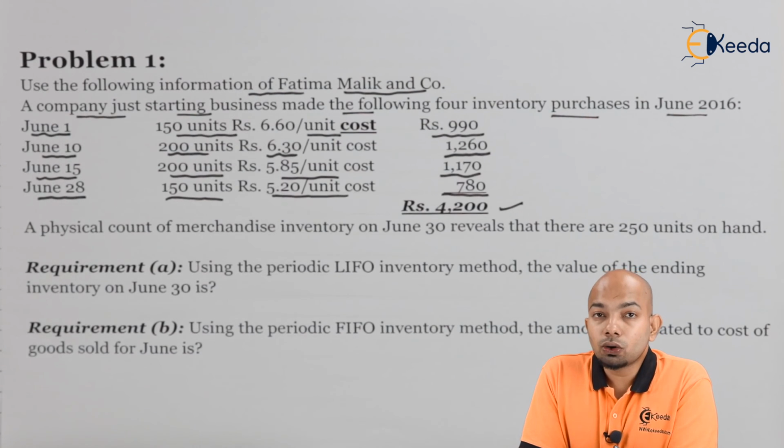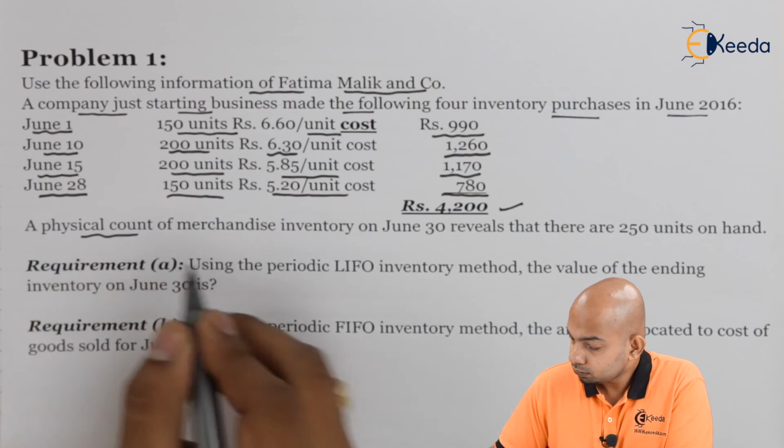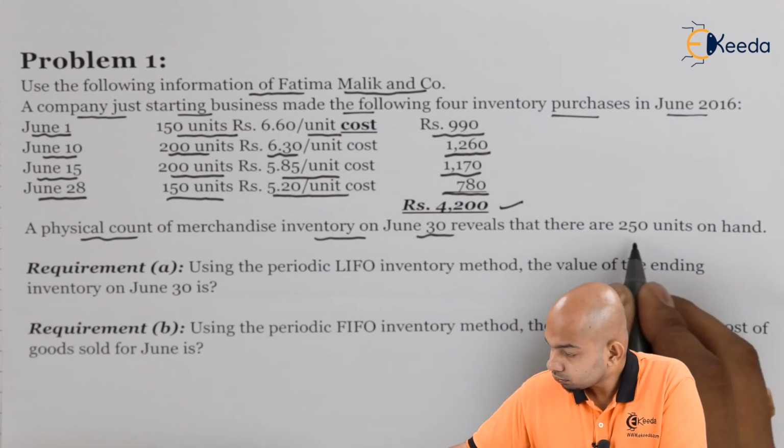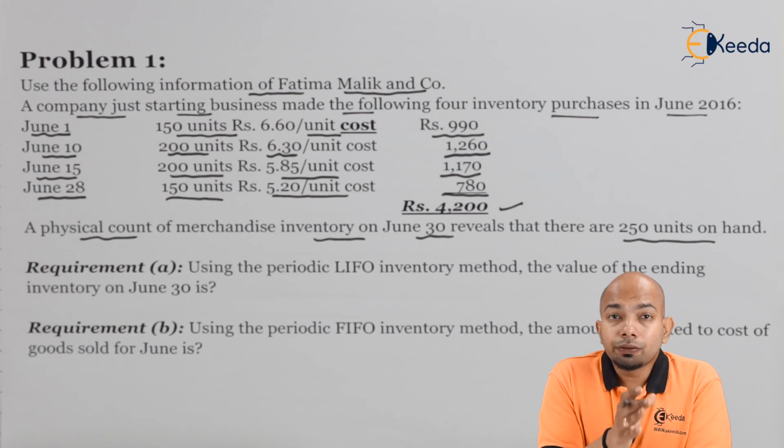Now, a physical count of the merchandise inventory shows that 250 units were still on hand. That means that was the closing stock. Now, we have to do two things here. We have to use FIFO and LIFO method.